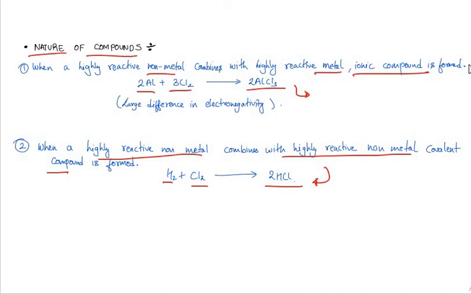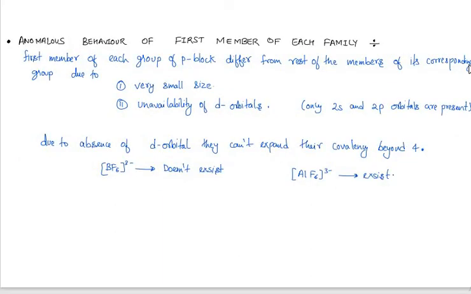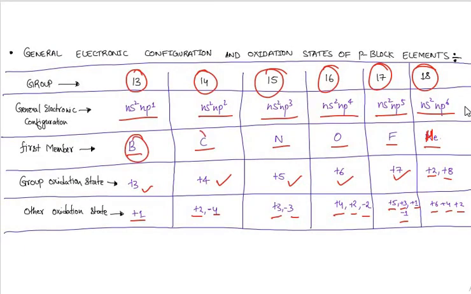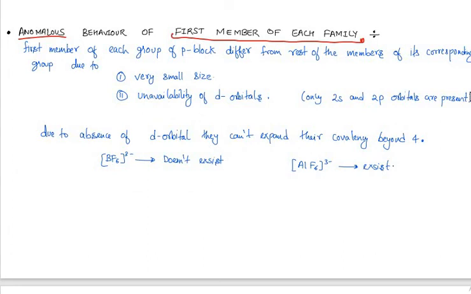Always remember this point. Coming to the next point, anomalous behavior means the different behavior of the first member of each family. These are the first members: boron, carbon, nitrogen, oxygen, fluorine, helium. They show some anomalous behavior, meaning some different behavior from the rest of the other members present below them. It is majorly due to the following reasons.